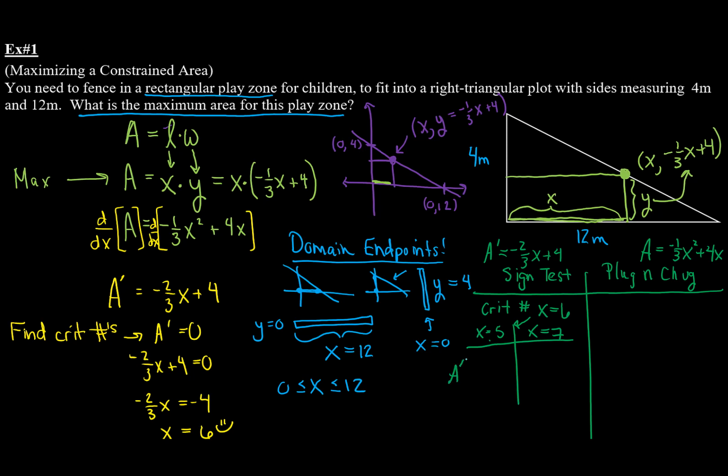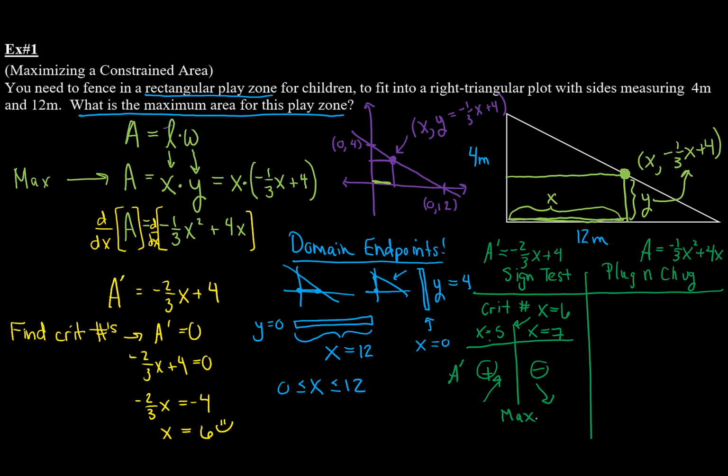So if I plug 5 in here, I end up with -10/3 plus 4. And that's going to give me a positive, so that means it's increasing. And then with x equals 7 plugged in, I have -14/3 plus 4, and that's going to give me a negative number, so that's decreasing. So this is definitely a critical number located at a maximum.